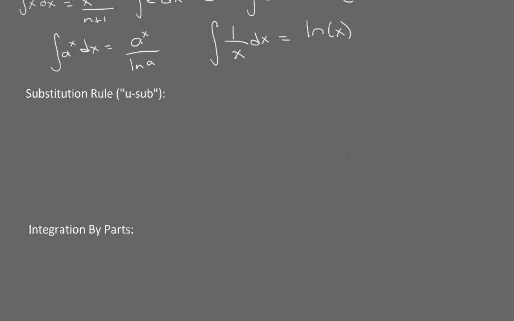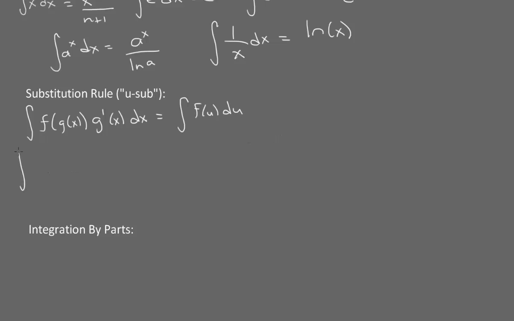Sometimes we get a question that requires the substitution rule, or u-substitution. Now this rule states that the integral of f of g of x, times g prime of x dx, is equal to the integral of f of u du. Now let's use a simple example here.